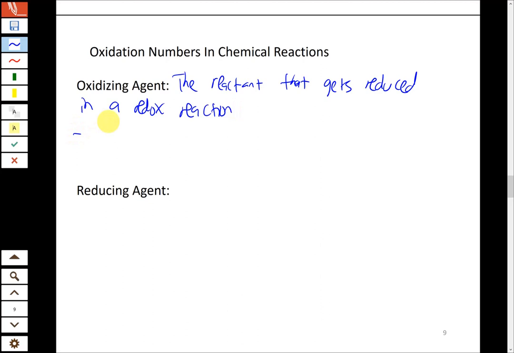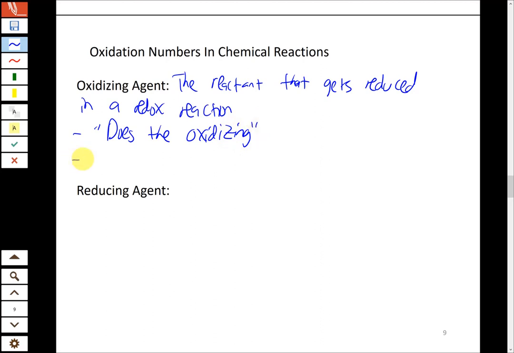Well, think about what agent means: someone that does something. So the oxidizing agent is the reactant that does the oxidizing. It causes something else to get oxidized. Remember, these always go together. So it's a little bit confusing, but you just have to remember that the oxidizing agent does the oxidizing, which means that it gets reduced.